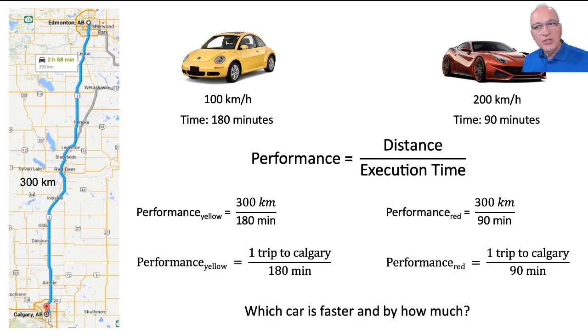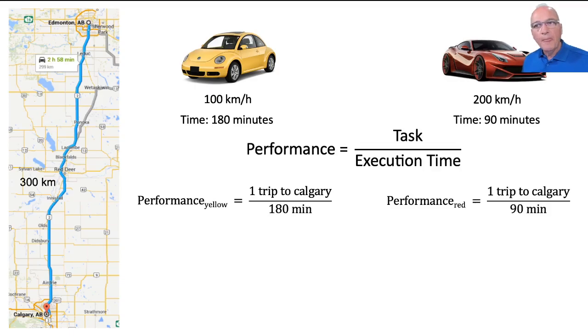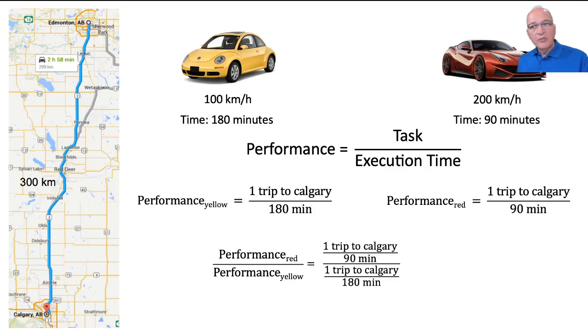If we ask now which car is faster and by how much, how would we answer that question? What we need to do is to take the performance of John and the performance of Mary and divide one by the other. And we will always divide the higher performance by the lower performance because we want to know how much faster Mary is compared to John. Well, the performance of Mary is one trip to Calgary divided by 90 minutes, and the performance of John is one trip to Calgary divided by 180 minutes.